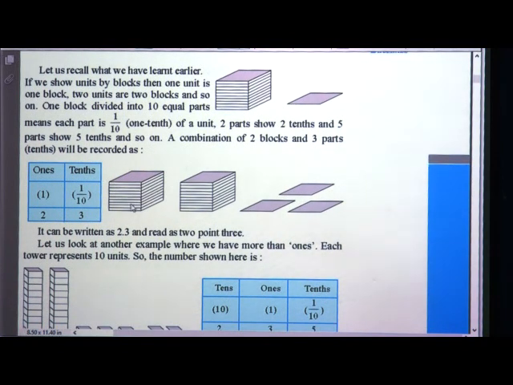Just see. 2 blocks means it comes in the units place, the ones place. So in the ones place we have 2, because we have 2 blocks. Now, after the decimal point, we have the place value tenth. In tenth, how many parts do we have? Out of the blocks, we have only 3 parts. So it is nothing but 3.